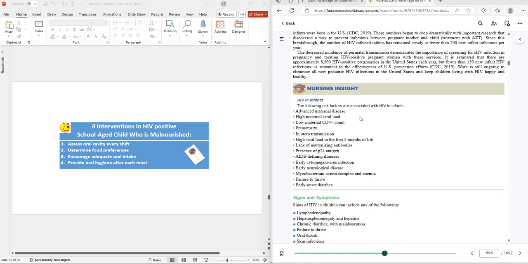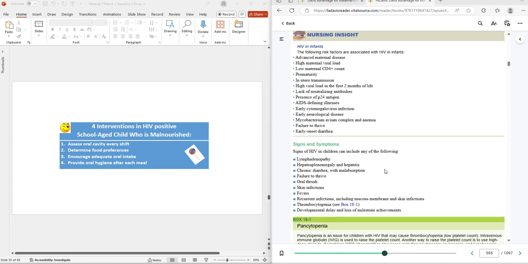You need to encourage adequate oral intake. Make sure they're staying hydrated, they're drinking enough, okay? And then you need to be providing oral hygiene after each meal. Get that bacteria out of their mouth, rinsing their mouth, brushing their teeth. A lot of them will have the antifungal mouthwashes, okay?